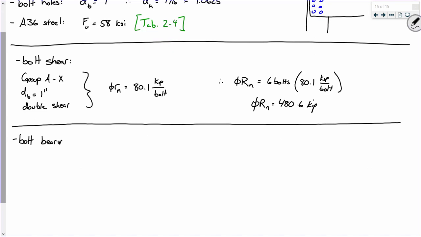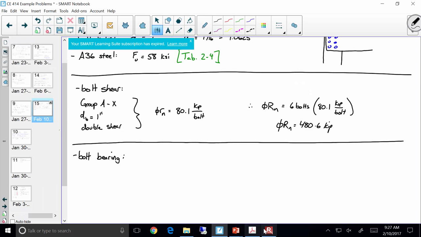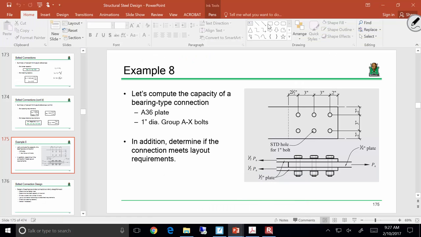Now, you're going to be mad at me, but this is just how we have to do this. Unfortunately, bolt bearing calcs can be a little bit repetitive, and I'll explain why. Let me go back to the PowerPoint just to bring up the image. Here's the image associated with our connection. I want to make two points.